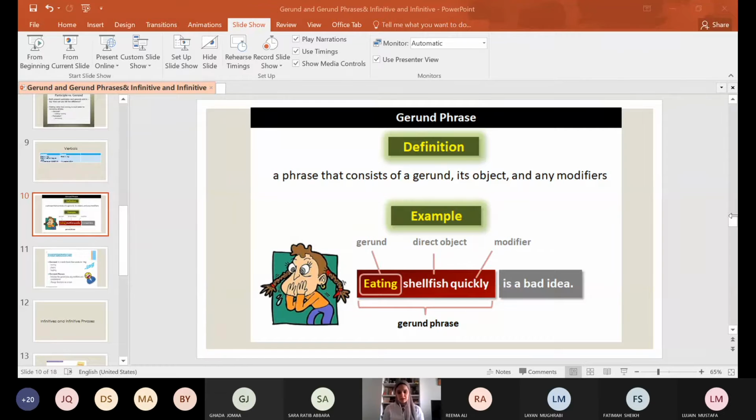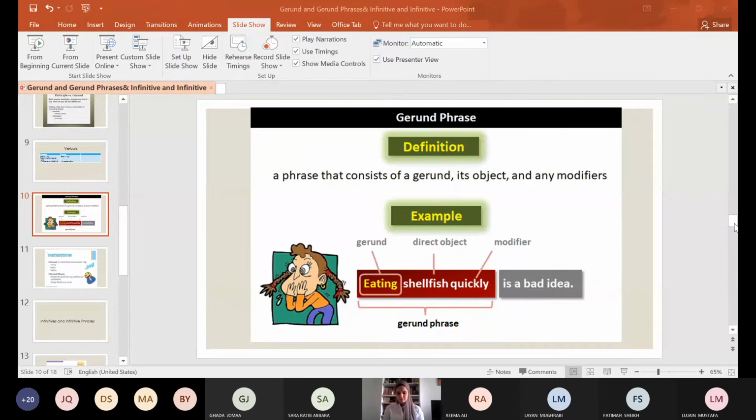Is there another gerund in this sentence? Putting. Yes. Putting what? A label. Yes. And as he said for you, sometimes there is a prepositional phrase. Putting a label on a can of food.